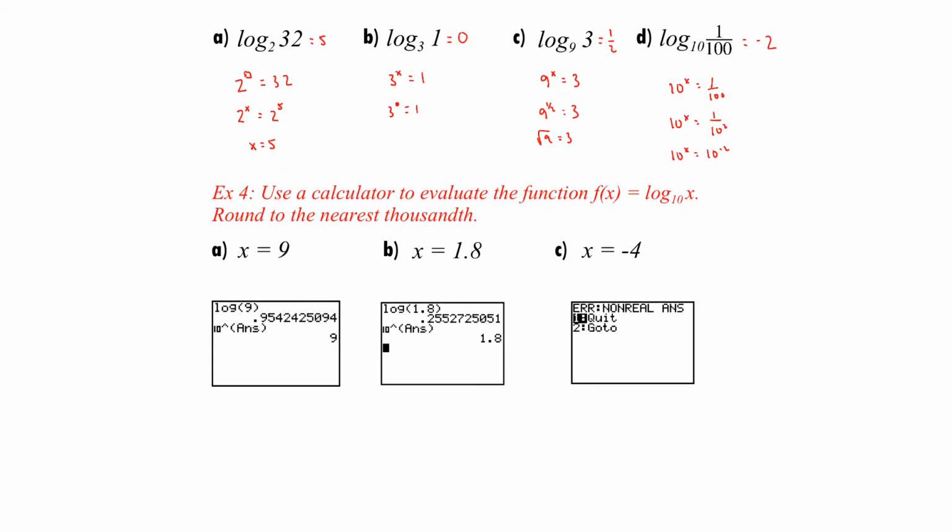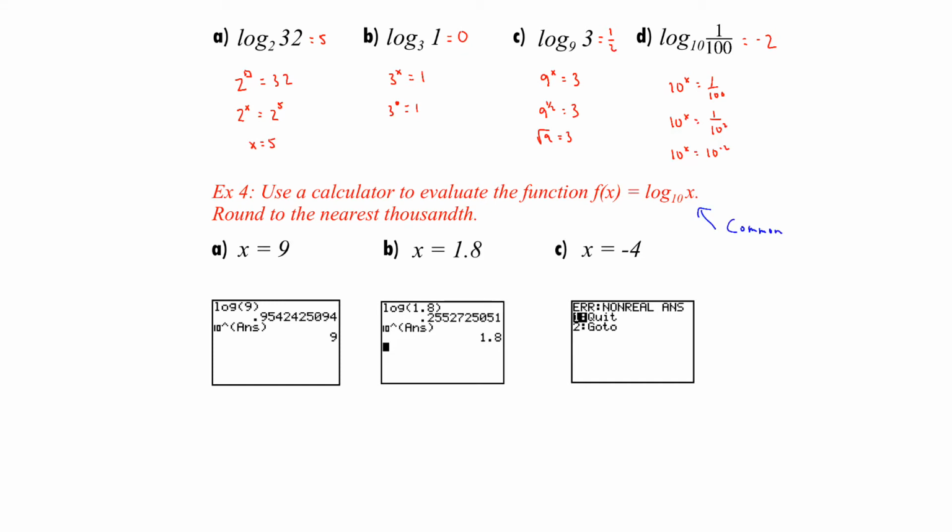All right, on example 4, use a calculator to evaluate the function log base 10 of x. Now log base 10 of x is your common logarithm, so this is the one that's on your calculator. When you press log on your calculator, when it's log of x, that's base 10. So if x is equal to 9, the question is, what is log base 10 of 9? You can see on the calculator screen there, 0.95424. And so log base 10 of 9 is approximately 0.954 rounded to the nearest thousandth.